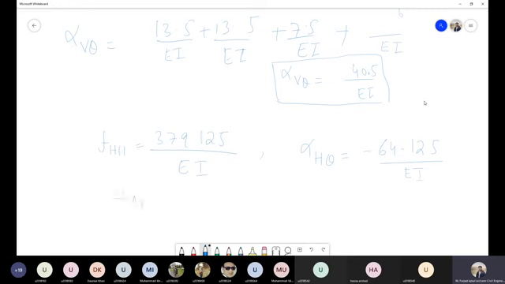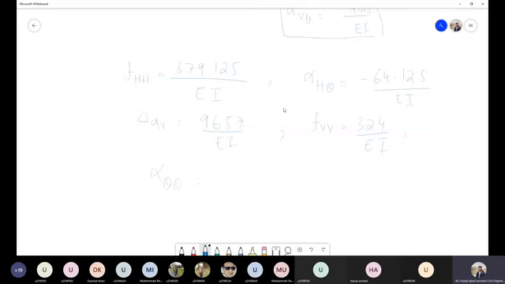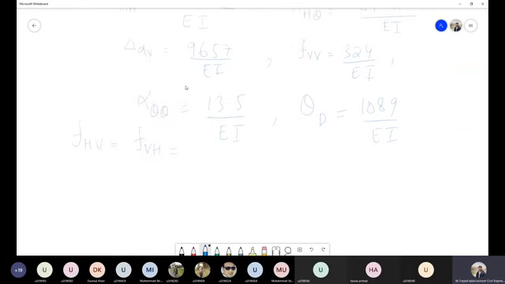Similarly, delta DV will be 96.57 over EI. FVV will be 324 over EI. Alpha v theta we have already calculated, that is 40.5. Alpha theta theta will be 13.5 over EI. Theta d will be 1089 over EI, and FHV will be equal to FVH by Maxwell theorem, and the answer will be minus 222.75 over EI.